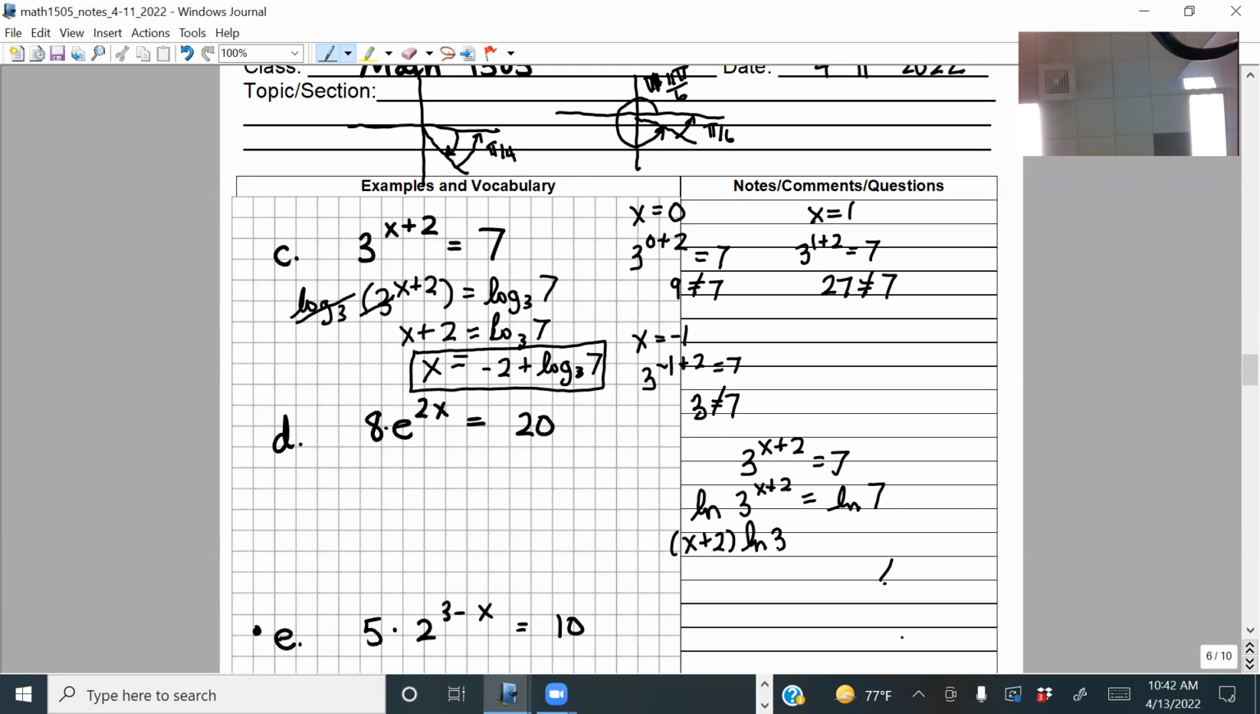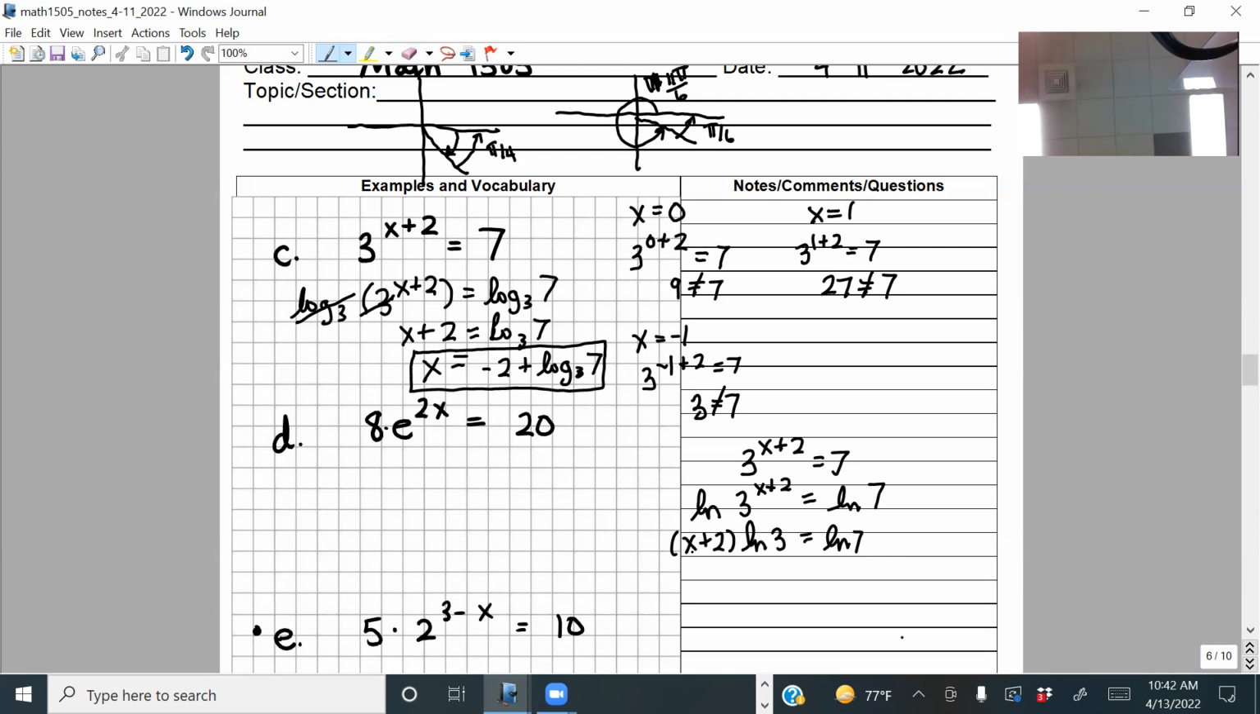So now we have x plus 2 times the natural log of 3 is equal to the natural log of 7. But these numbers you can calculate with your calculator. So you see we've made progress. All right, now let's finish trying to solve this equation though.